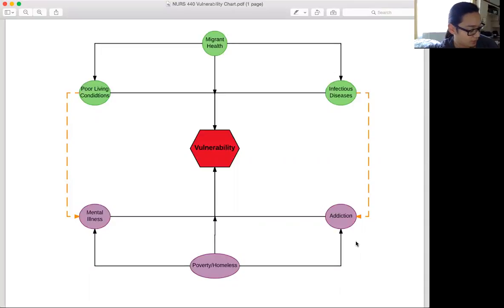Here on the lower half, I have poverty and homelessness, mental illness, and addiction. I feel that these are interrelated with themselves. With the homeless, you have low access to care. And with mental illness, this usually goes undiagnosed, is undertreated, and this population is usually neglected and overlooked. The same can go for the homeless and those living under the poverty line when it comes to whether or not they have a mental illness.